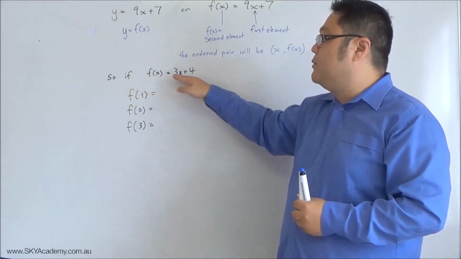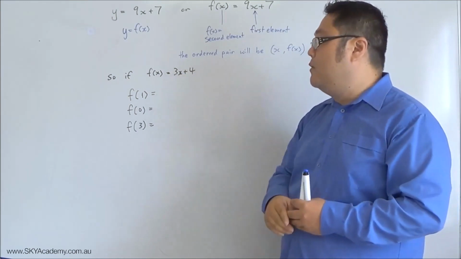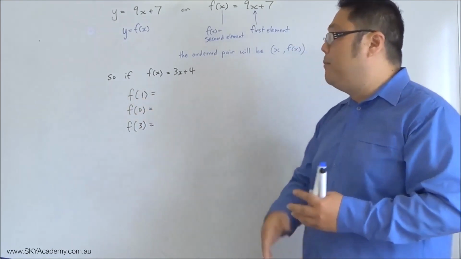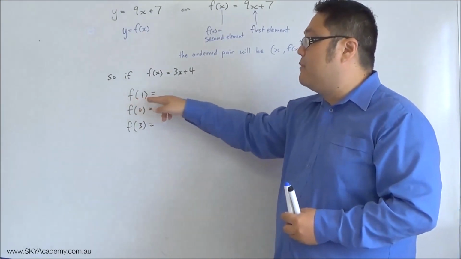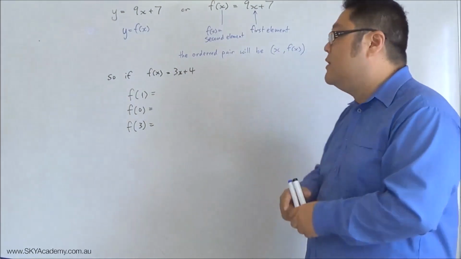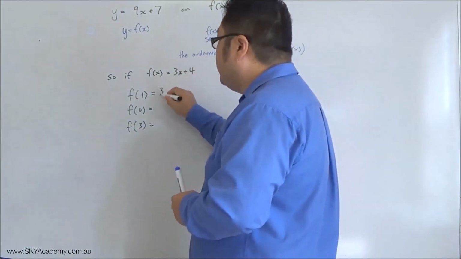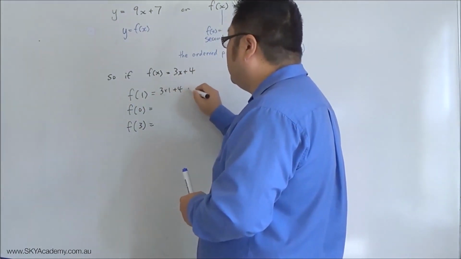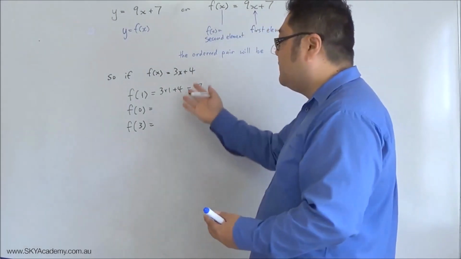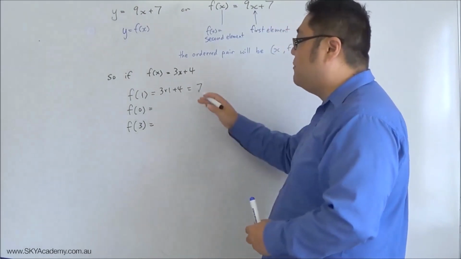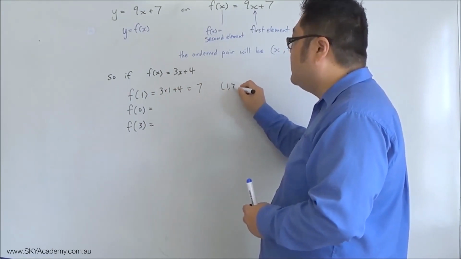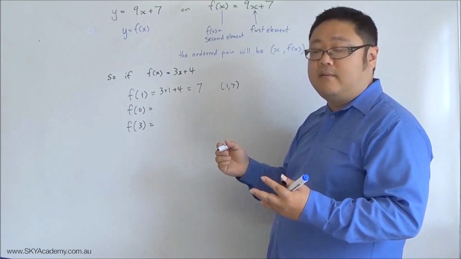So let's have a look here. If f of x is equal to 3x plus 4, you might often see something that looks like this: what would f of 1 be? Well, basically what that means is what would your second element be if we put in the first element of 1? That's what it's asking for. So let's work this out. It's 3 times 1 plus 4, which equals 7. And the ordered pair that goes with it is 1, 7. Does that make sense?